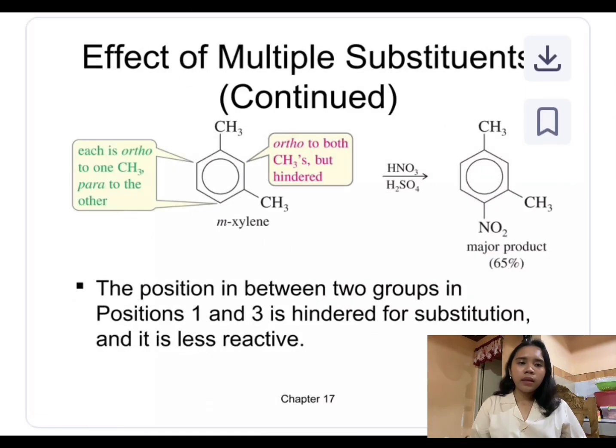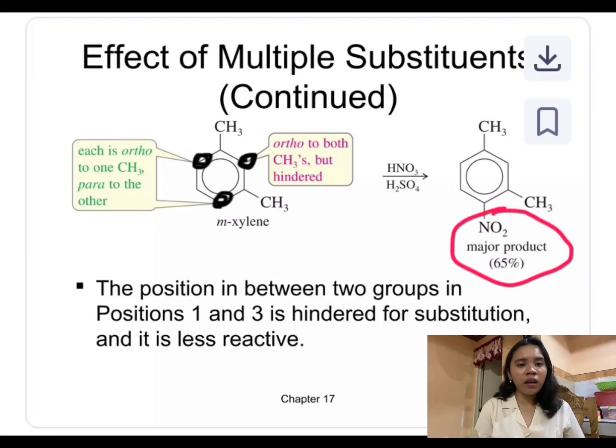In this slide, it shows the nitration of xylene. So here, both methyl groups are ortho or para directing. However, the position between the two methyl groups is sterically hindered, making substitution at that position less favorable. The major product is the one where the new nitro group is ortho to one methyl group and para to the other. The steric hindrance between the two methyl groups is highlighted as a factor affecting the reaction outcome.